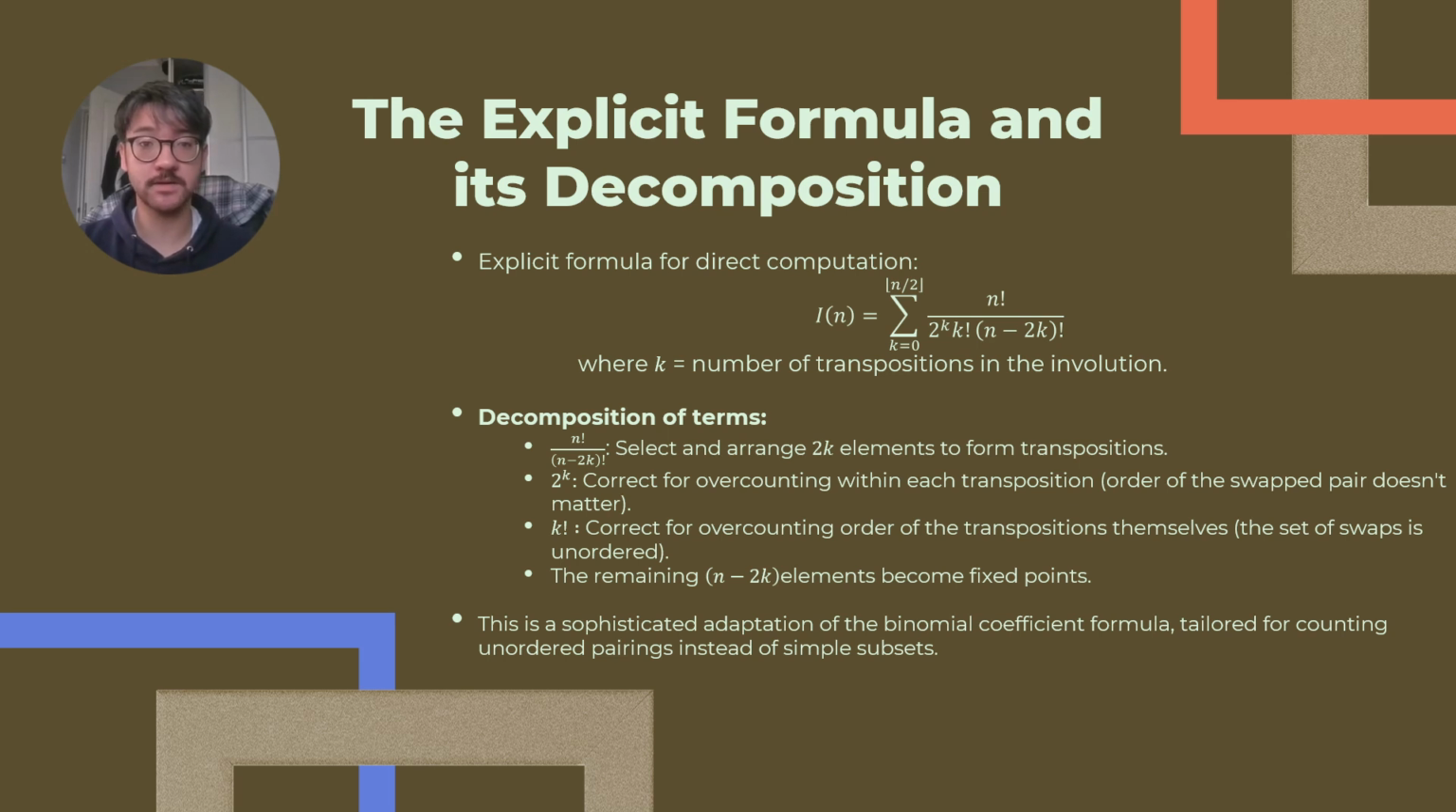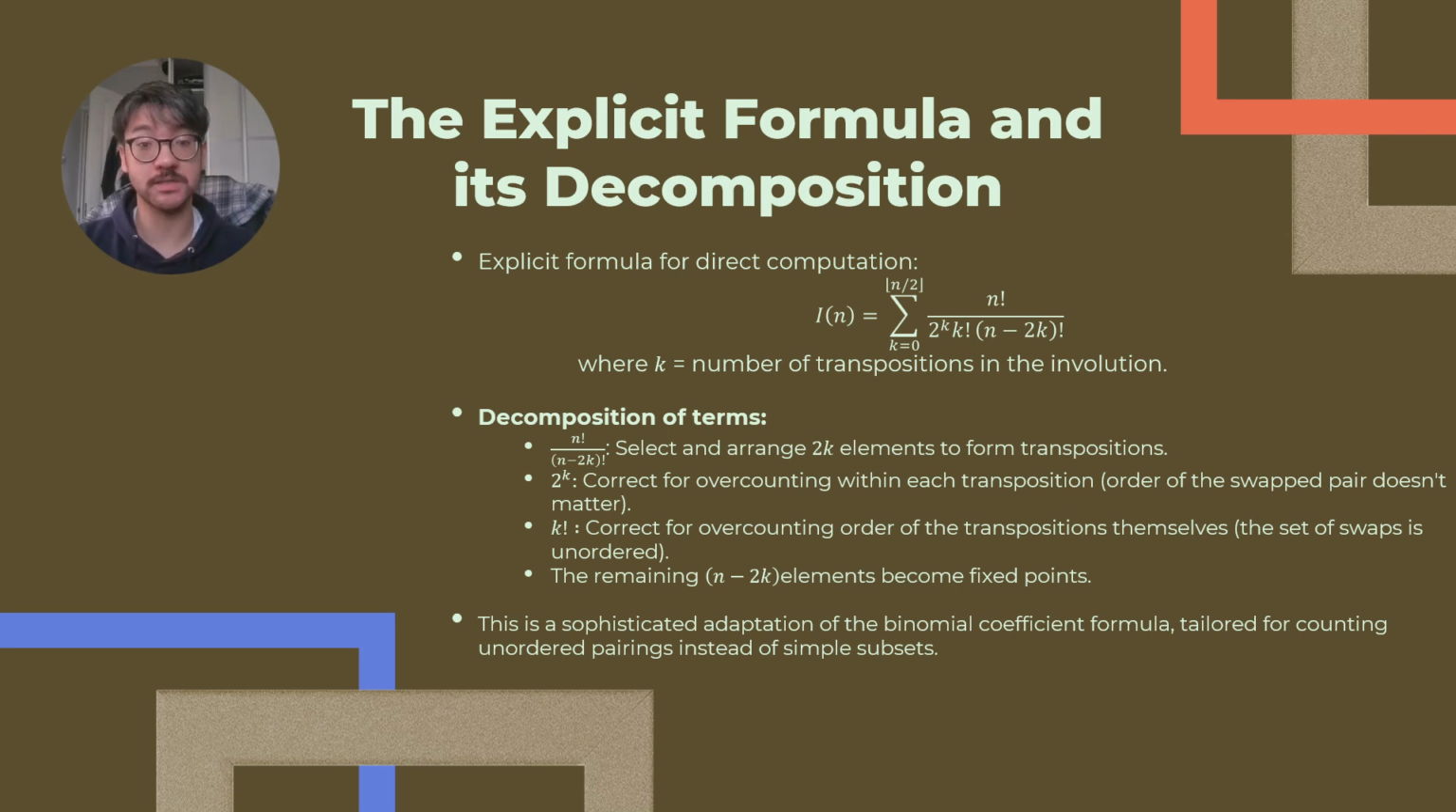While the recurrence is excellent for computation, an explicit formula offers deeper combinatorial insight. This formula is I_n equals the sum starting from k equals 0. On the numerator, you have n factorial, and on the denominator, you have 2 to the k multiplied by k factorial multiplied by (n-2k) factorial. This summation accounts for every possible number of transpositions k in the involution.